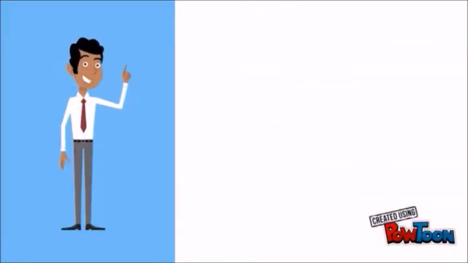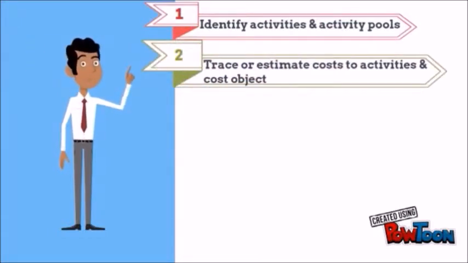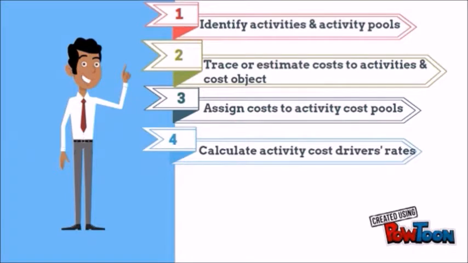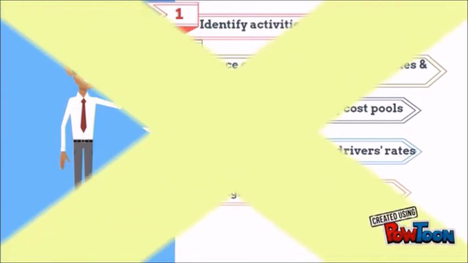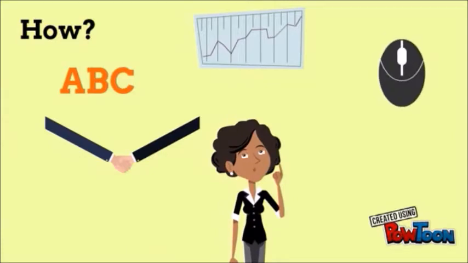For the first one, we have to identify activities and activity pools. Secondly, trace or estimate costs to activities and cost objects. Third, assign costs to activity cost pools. Fourth, calculate activity cost drivers rate. And lastly, assign costs to cost objects.